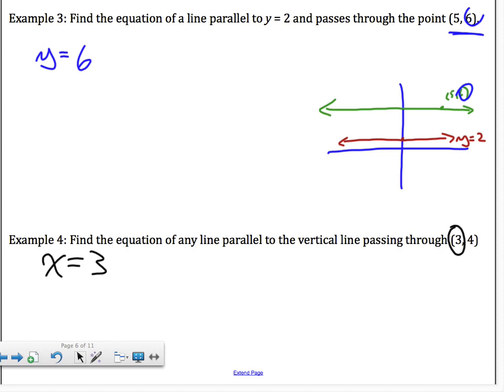Okay, so a couple of special cases with horizontal and vertical lines. But the idea is that because we know they're parallel, their slopes are the same. We're still getting the same information. Here we have a slope of 0. And what's the slope of these lines that are vertical? Undefined, remember? Undefined.